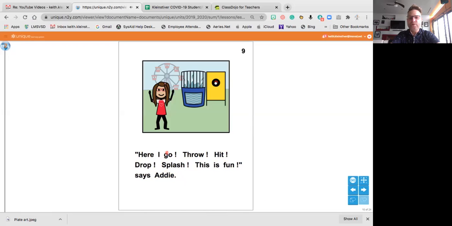So you see the computer reads with a monotone voice, but with these exclamation points, we should put the emotion in there. Here I go, throw, hit, drop, splash. This is fun, says Addie.